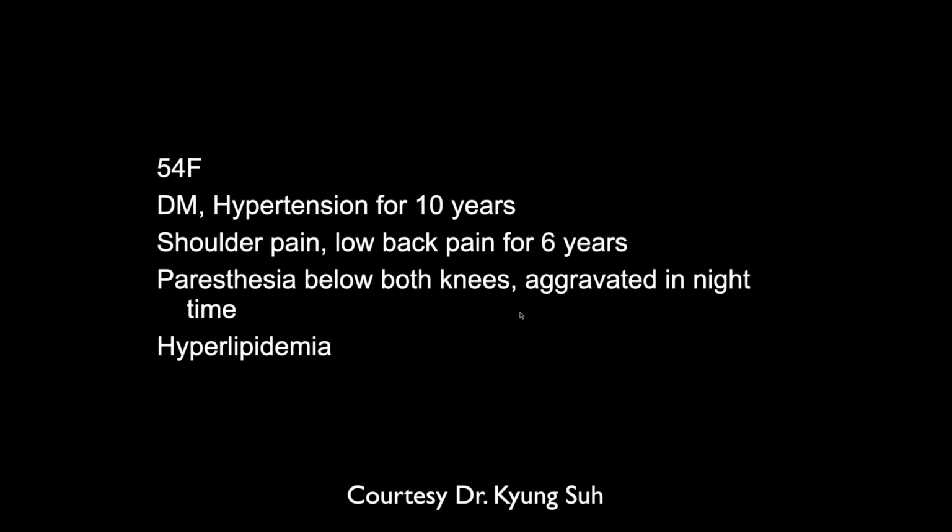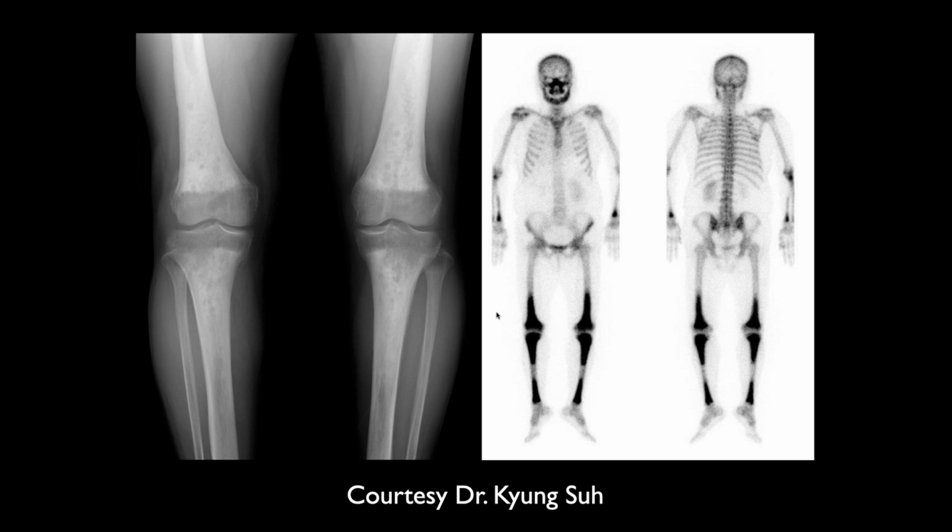Female with diabetes, hypertension, shoulder pain and low back pain, paresthesia below both knees aggravated at nighttime, hyperlipidemia. Okay, so on radiograph, she's got pretty marked sclerosis of the metaphyses, sparing the epiphyses of the distal femurs and proximal tibias, and they're markedly hot on bone scan.